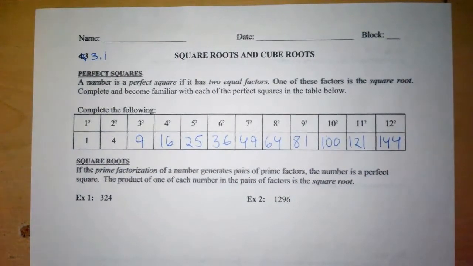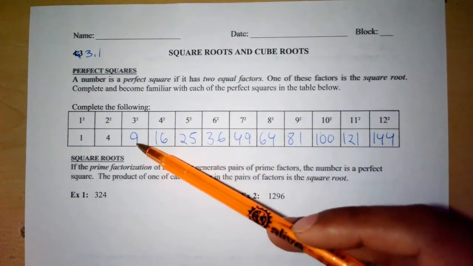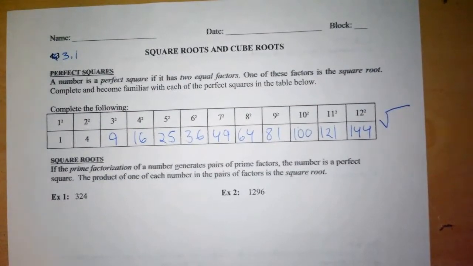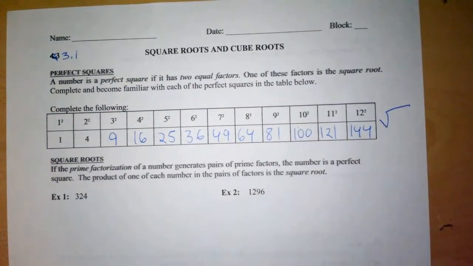144. Okay. So if you go backwards, if you take the square root, with the square root sign, which is obviously just like that, you'll get the square root. So pretty simple. Okay. Next part.